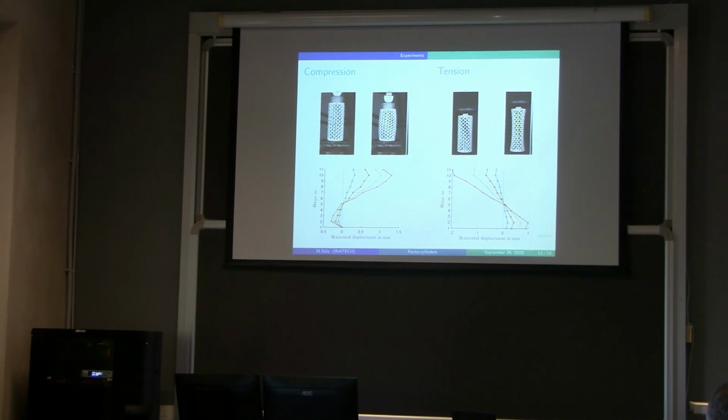The only problem we had in the experiments was that it was very difficult to keep the clamped boundary conditions, as the polyamide easily slipped. So you can see that this is a little bit shifted from the initial clamped position, but the S shape is still obvious.